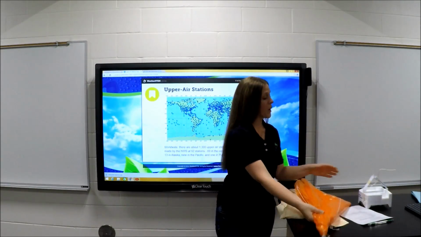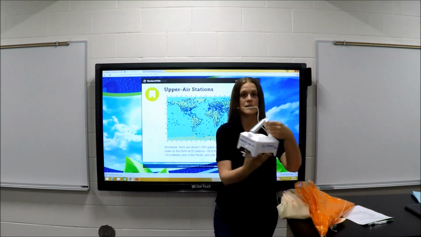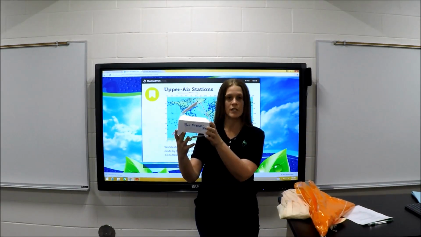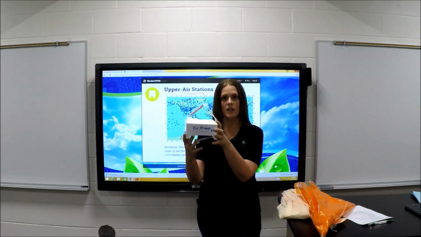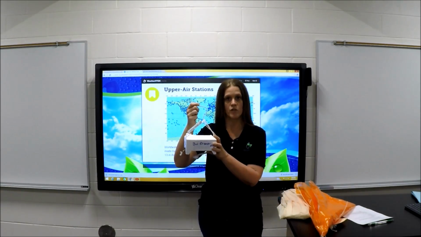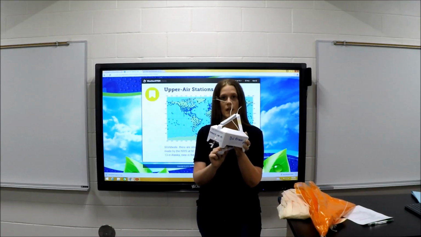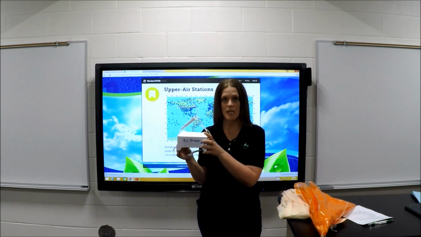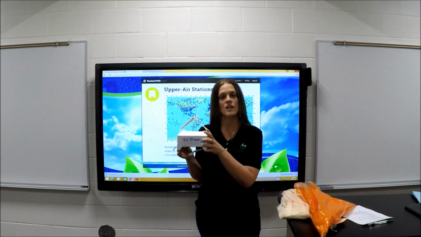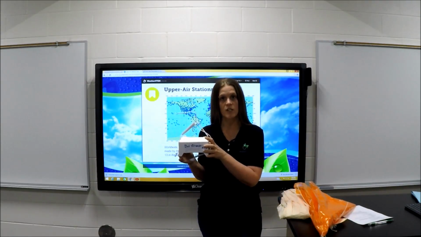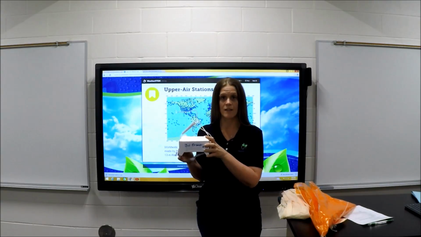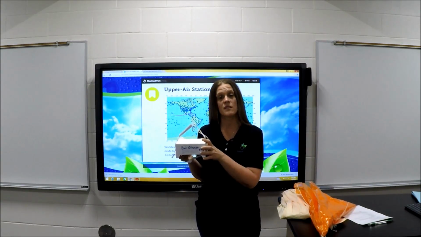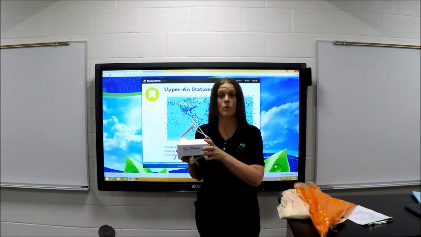The most important part of the weather balloon is this. This is the actual instrument package that we attach to the weather balloons. This instrument package is going to monitor the temperature, the relative humidity, and it also has a GPS located inside, which lets us know how high in the atmosphere it's going, the direction that it's moving, and where it can possibly land. From that, we are able to figure out what the wind speeds and the wind directions are high up in the atmosphere.